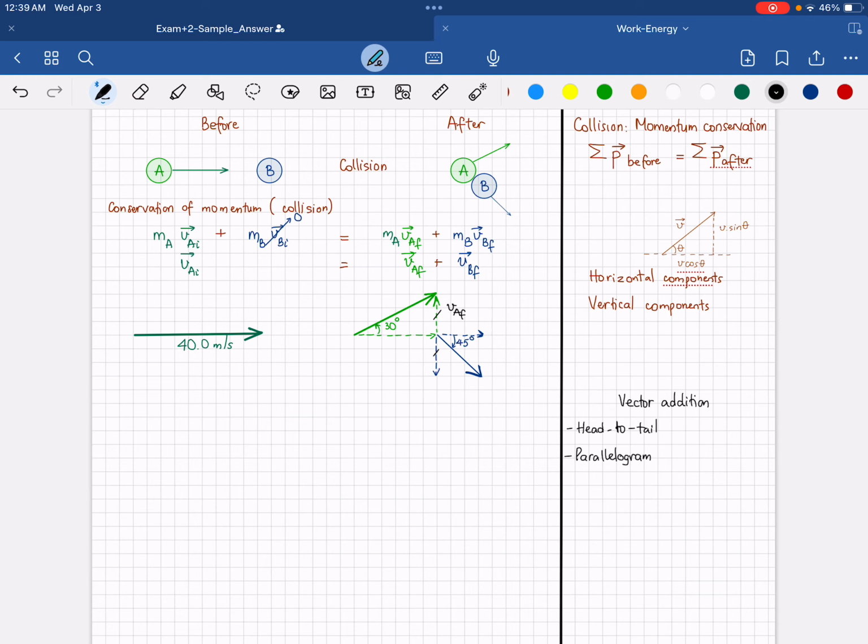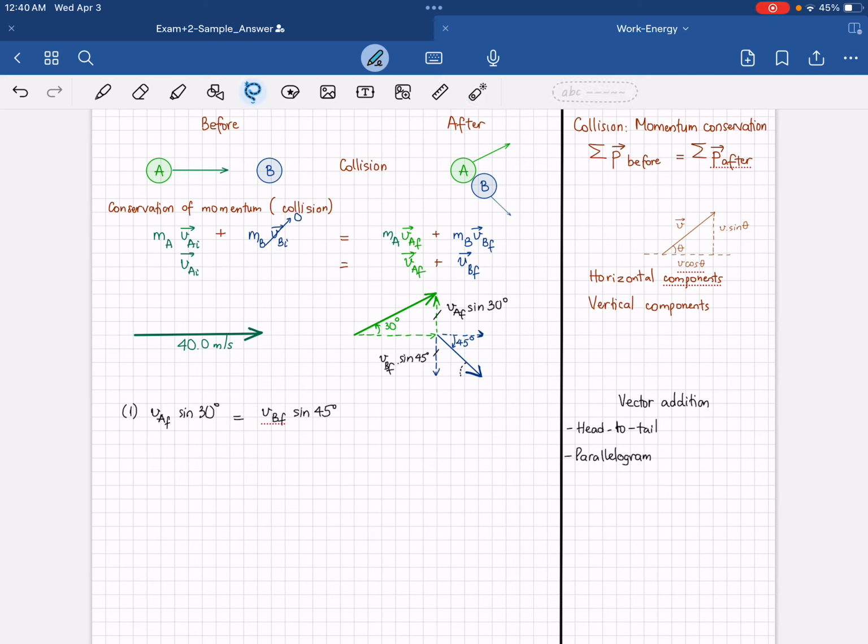VAF components here. This part here is opposite to this angle, so it should be VAF times sine of the angle. And this one is similar, it will be VBF times sine of this angle, which is the same at 45 degrees. So they should cancel each other. That's the first equation. I will write here that we have VAF sine 30 degrees equals VBF sine 40 degrees, with VAF the hypotenuse and VBF the hypotenuse.